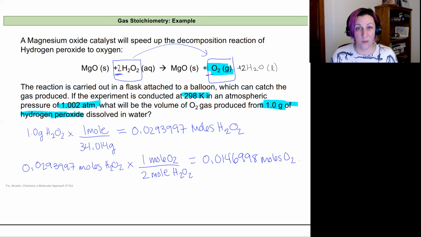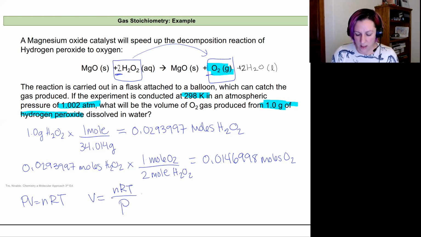All right, so now I have moles of oxygen. That's great. And I really need to figure out the volume of oxygen gas that I am going to produce, so I kind of have a sense of how big that balloon is going to get. So I'm going to use the ideal gas law now. So this is us using the gas part of gas stoichiometry. So I have the ideal gas law, and I'm solving for volume. So I'm going to rearrange this. So I'm going to plug in.